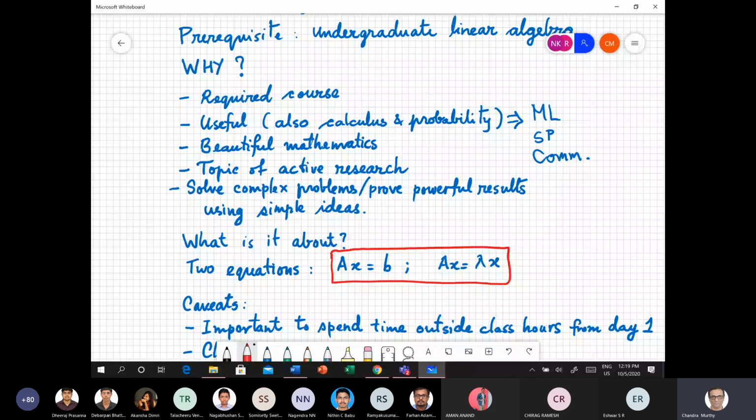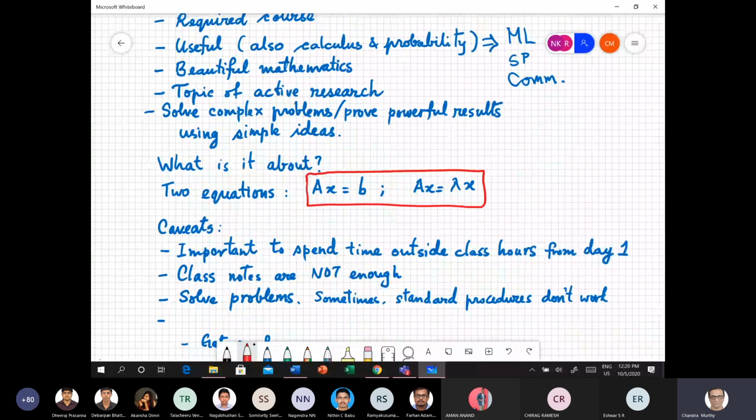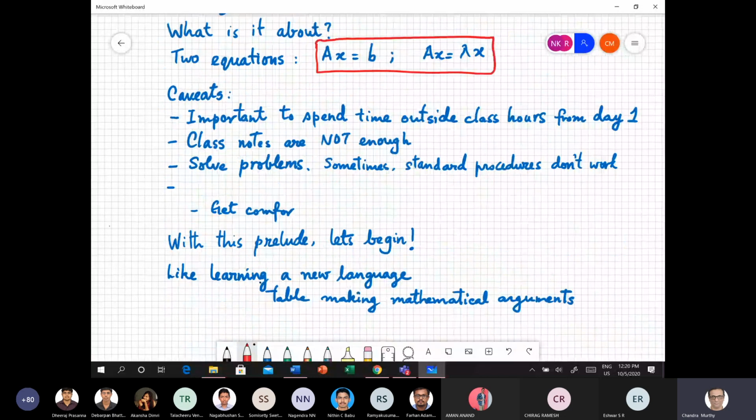Now again, something has gone wrong here. Okay.